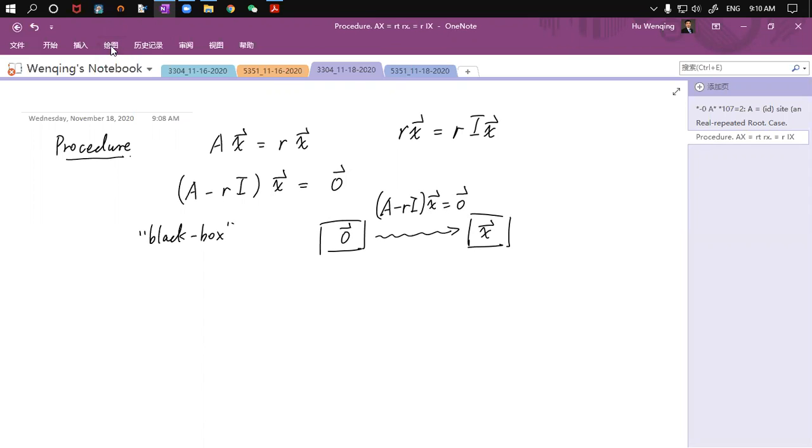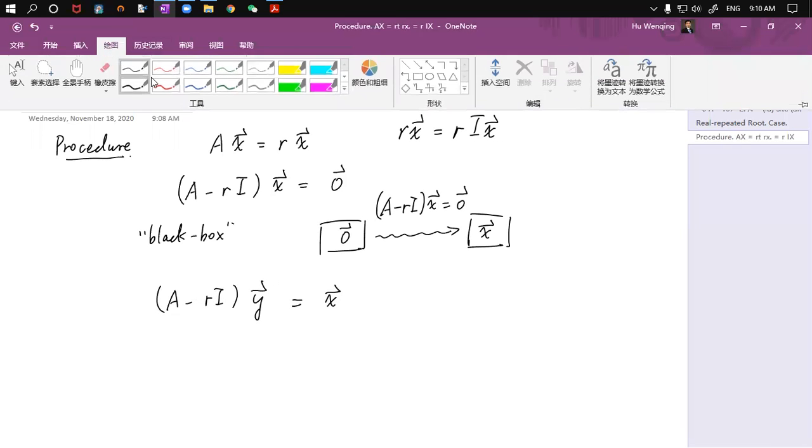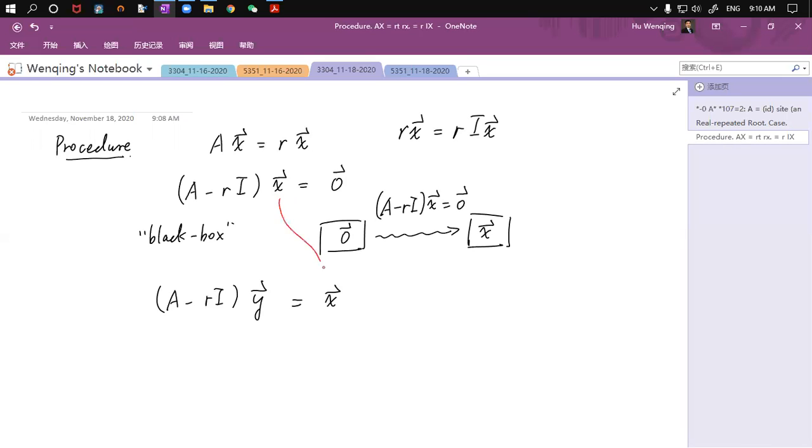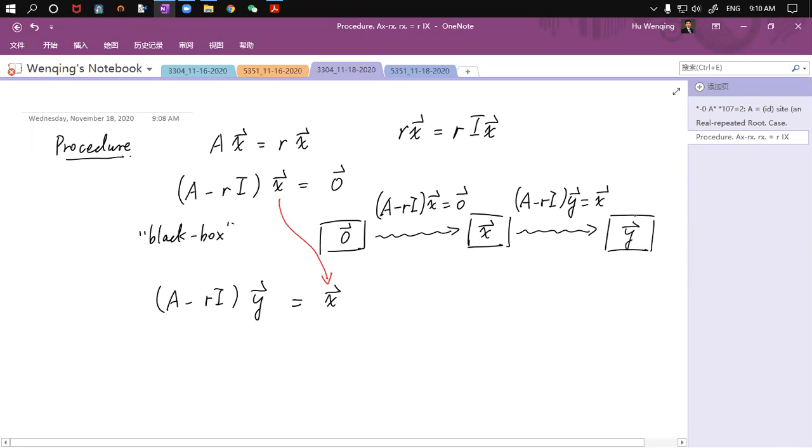Now we're going to continue this procedure. You can use the first output, x, as the new input. So you look for (A minus rI) times y equals x. What happens here is that the output of the first equation now becomes the input of the second equation, and then you produce another output. So you continue this process, solving for some y, where (A minus rI) y equals x. You find another vector y. Is that good, family? So that's going to be the scenario.